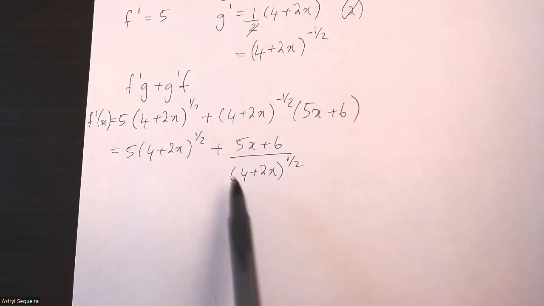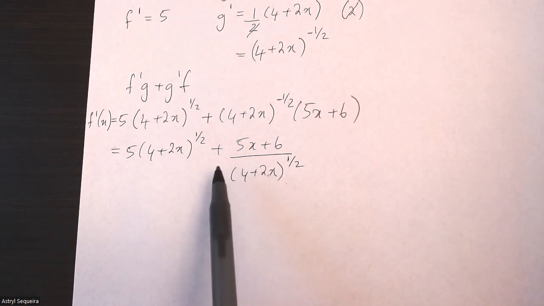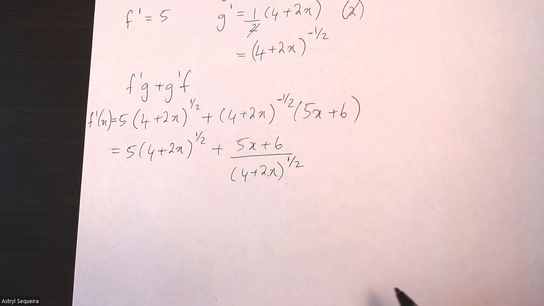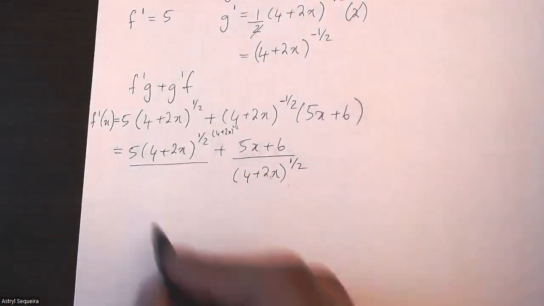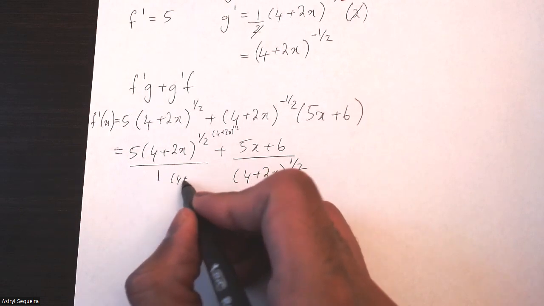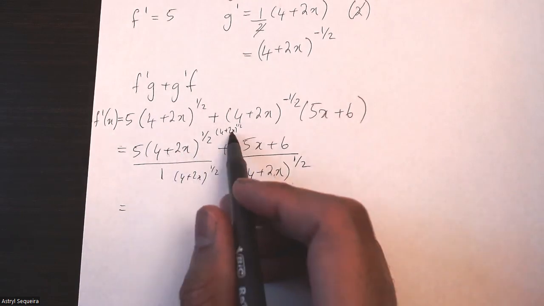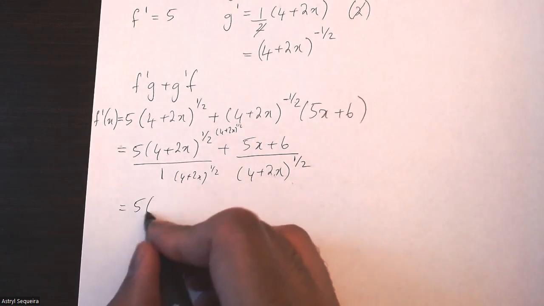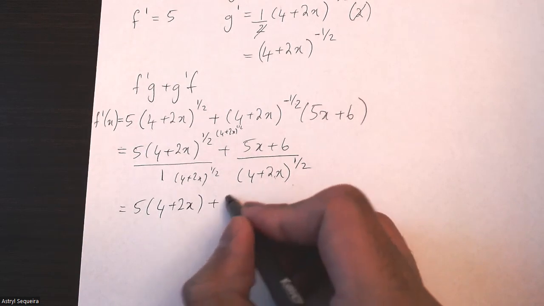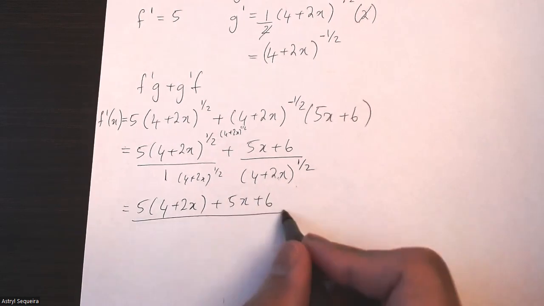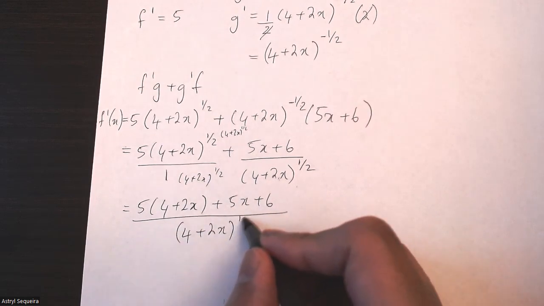Next, I have to make a common denominator, which means I got to multiply the top and bottom over here by 4 plus 2x to the power of half. So I'm basically multiplying the top by 4 plus 2x to the power of half, and I'm also multiplying the denominator, which is 1, by 4 plus 2x to the power of half. So 4 plus 2x to the power of half times 4 plus 2x to the power of half is just 4 plus 2x, because if I add the exponents, half plus half is just 1. And now I also have a common denominator of 4 plus 2x to the power of half.